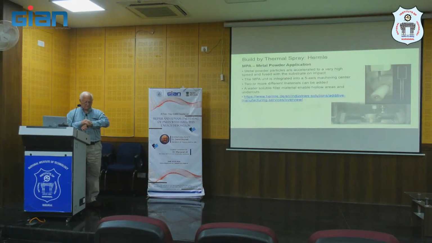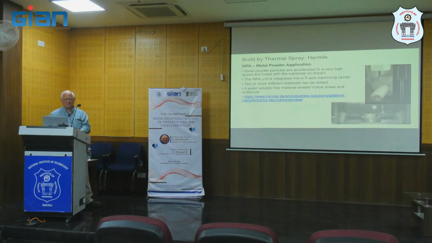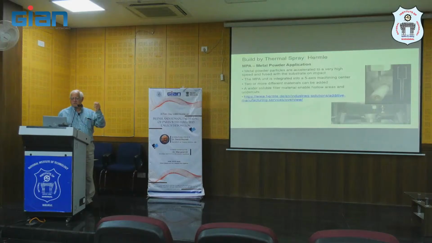Okay, so we can look at thermal spray. This is Hermle. It's a metal powder application, a thermal spray approach. What they do is blast metal powder onto a substrate at very high speed, and the powder will fuse onto the substrate. It's integrated into a 5-axis machining center, so the part can be freely rotated.